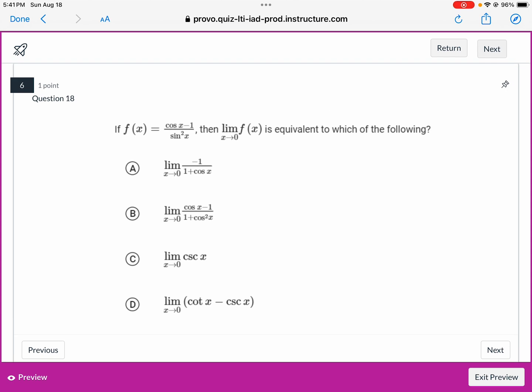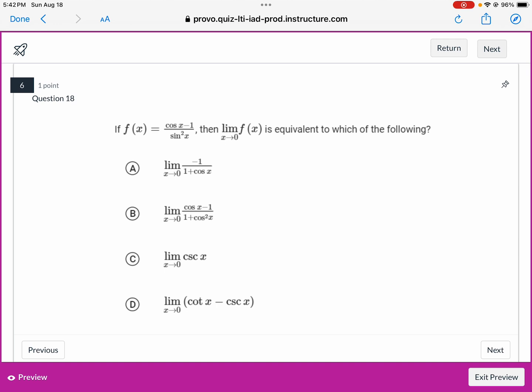Okay, here we have f of x is equal to cosine of x minus 1 over sine squared of x. Then the limit as x approaches 0 of f of x is equivalent to which of the following? You're trying to simplify these ones, so this one's probably going to be a little tricky right here. So I would recommend that you go use my solutions key for this one if you get really stuck.